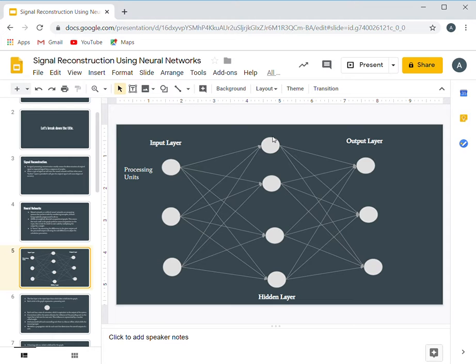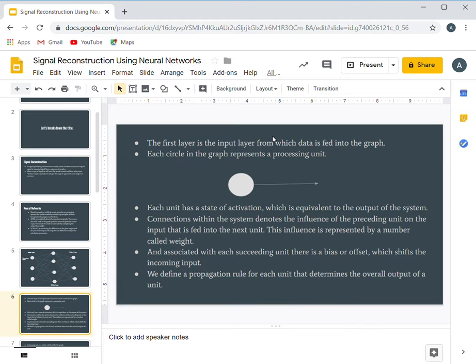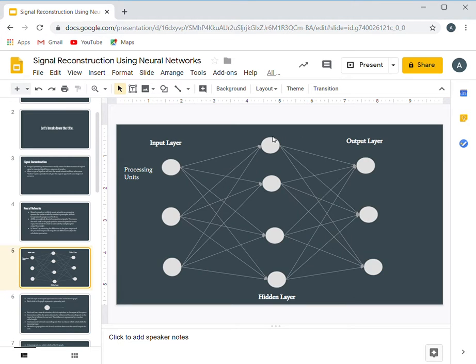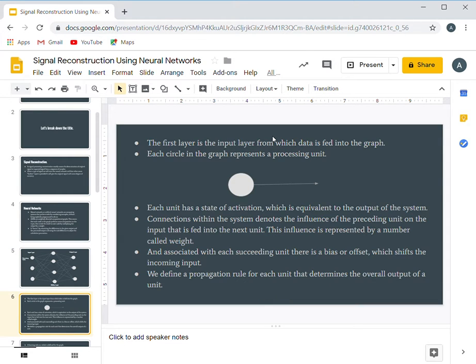First we multiply it by weight, but because of certain differences, certain mathematical considerations, we usually provide a certain offset to each output when it moves to the other unit. This offset is called the bias of the succeeding unit.